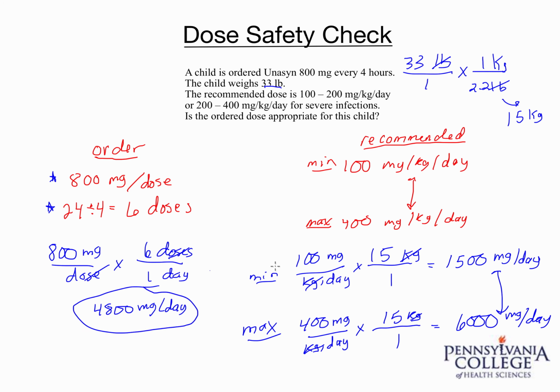The big picture is that you are trying to get the units to match on the order and on the recommended range. We see that the order is 4,800 milligrams per day, and that is contained within the recommended range. It's a little closer to the maximum, but it's certainly within those two numbers, so we would conclude yes, this order would be appropriate for this child because, once we convert, it is contained within the recommended range.